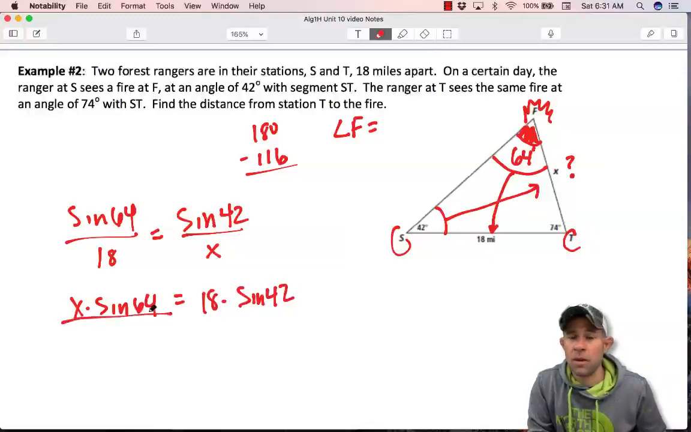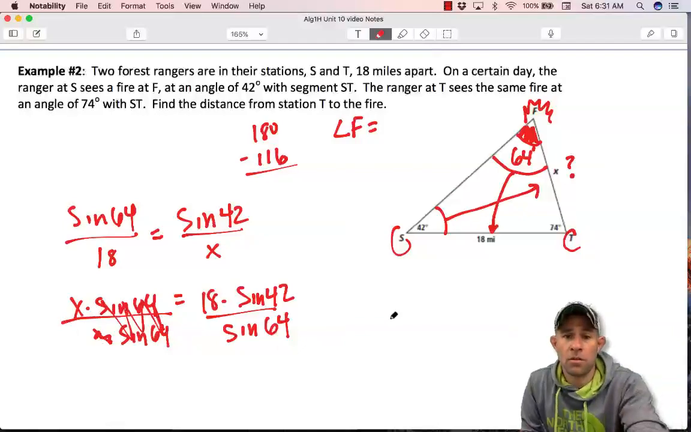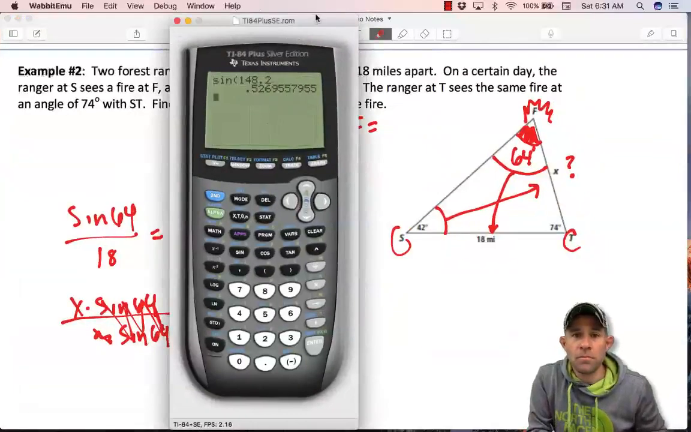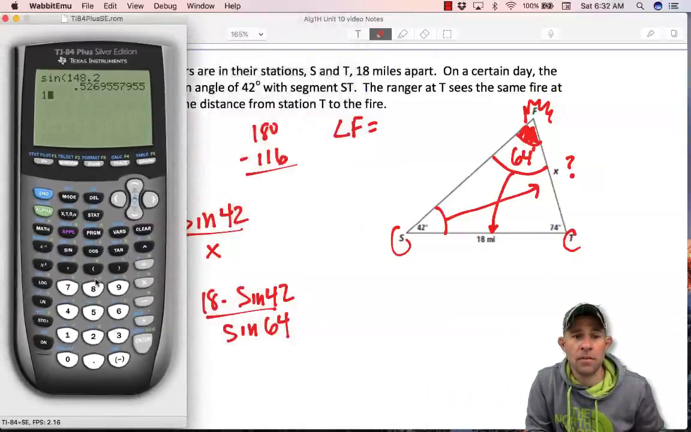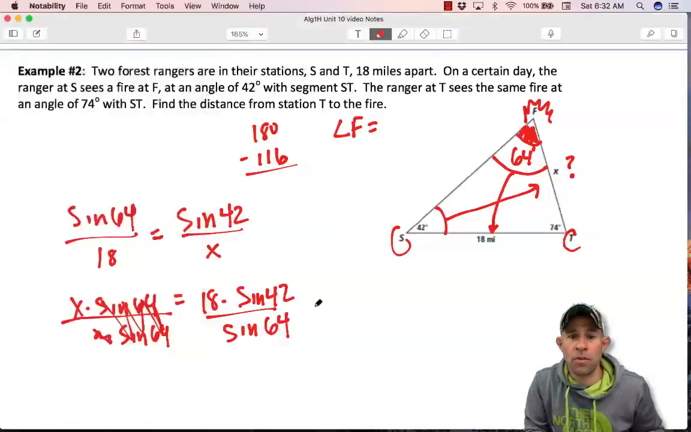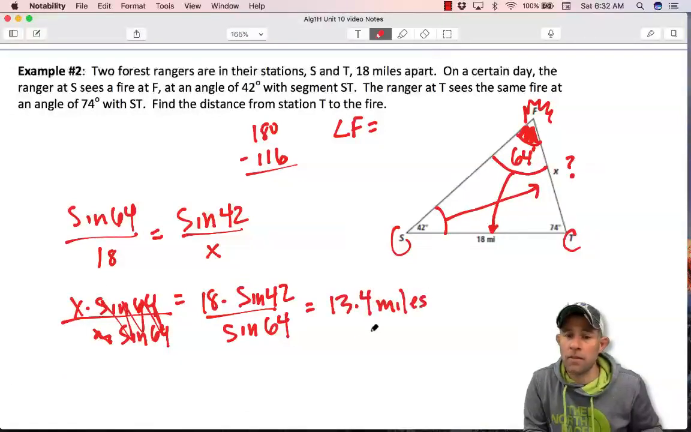I've got one more step because I want to get x by itself. I need to divide both sides by sine 64. When I divide this side by sine 64, this all becomes a calculator problem now, and I'll be left with the value of x. So let's go to our graphing calculator, and we will type in 18 times the sine of 42 degrees. We're going to close up our parentheses, and then divide that by sine 64. And when we do that, you see that we get 13.4. So x is equal to 13.4, and this in units is going to be in miles.